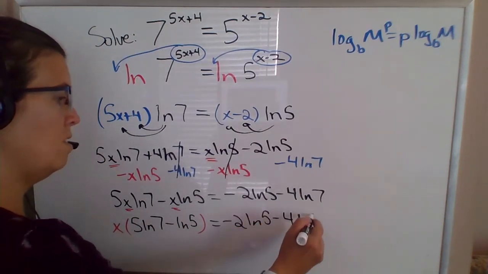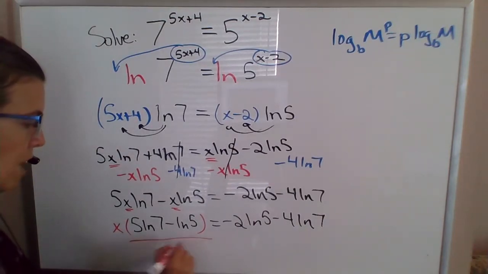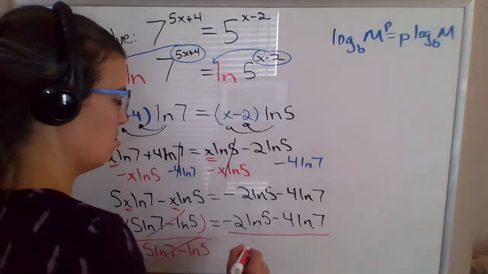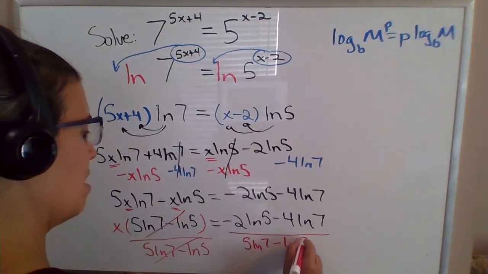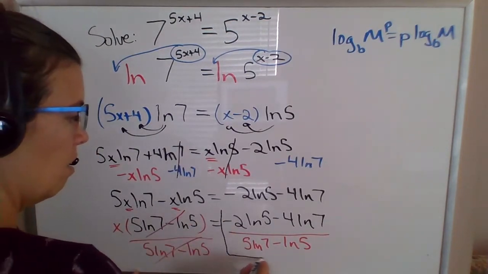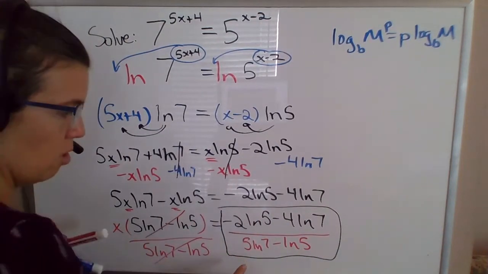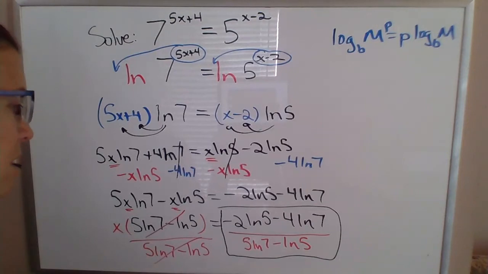And so there's just one step left. In order to isolate x, all we have to do is divide by this other factor, 5 ln 7 minus ln 5, on both sides. So divide by 5 ln 7 minus ln of 5. This is what we call an exact solution to this equation. And in some of your problems in your homework, you're going to have to type all this in. So be real careful when you do that to not make any typos.